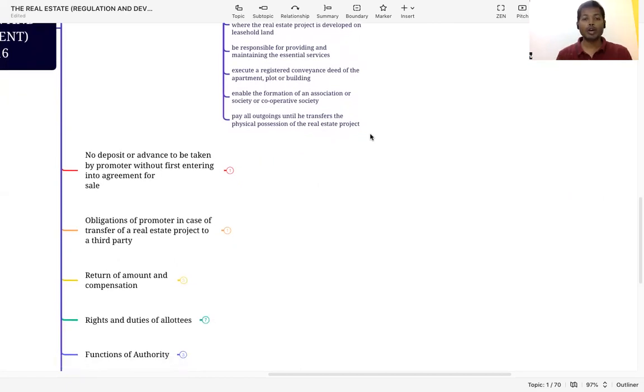Promoter also pays all ongoing dues until the transfer of the physical possession of the real estate project. So ongoing dues include the taxes, water tax, electricity tax, or some municipality tax. So builders and developers need to pay all these taxes before handing over the project to the competent authority and take the receipt.